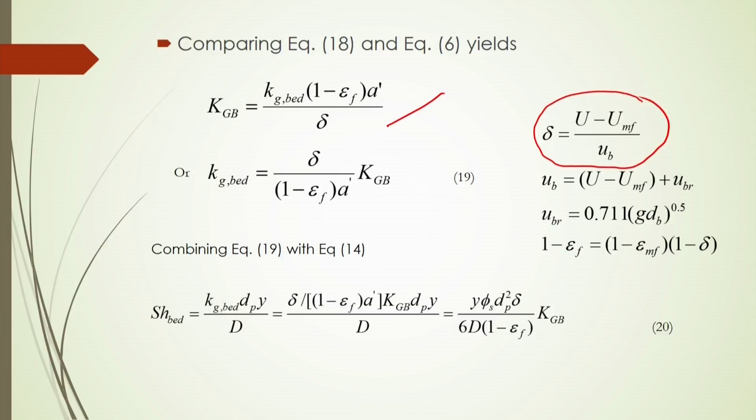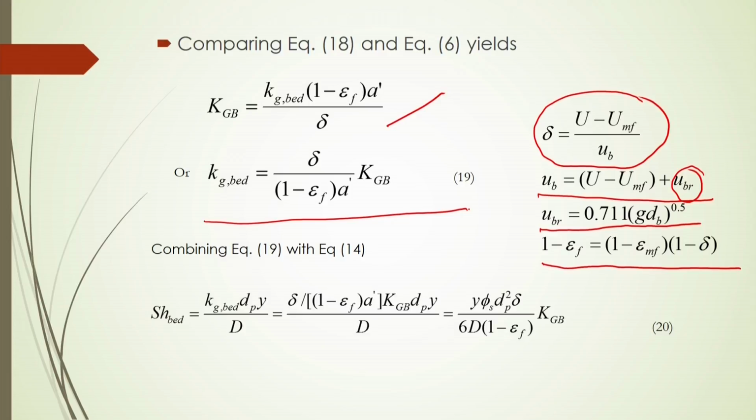That we have already described in earlier lectures regarding what would be the bubble fraction in the bubbling fluidized bed, and what would be the u_b, that means the bubble rise velocity, that depends on the gas velocity, minimum fluidization velocity and the bubble rise velocity. This bubble rise velocity will be calculated by this equation, that depends on the bubble diameter, and then the porosity of the fluid inside the bed. So, by this equation number 19, you will be able to calculate the bed mass transfer coefficient.